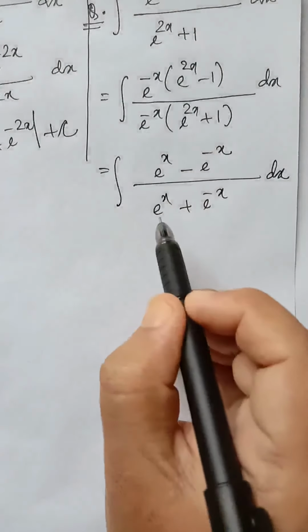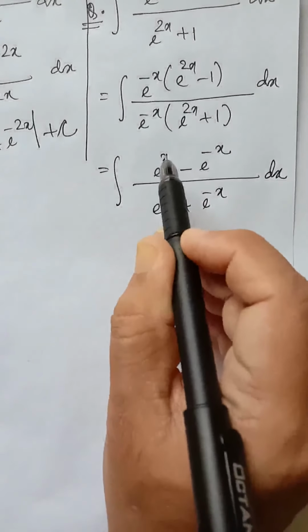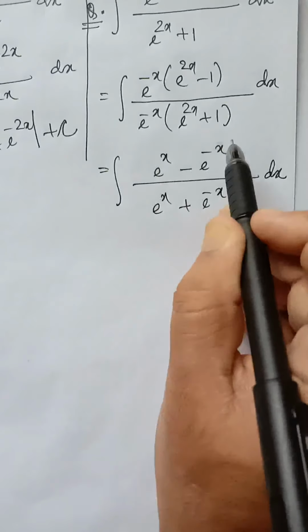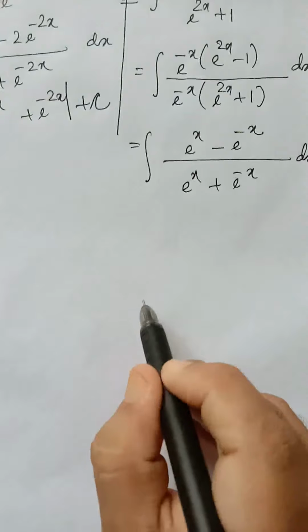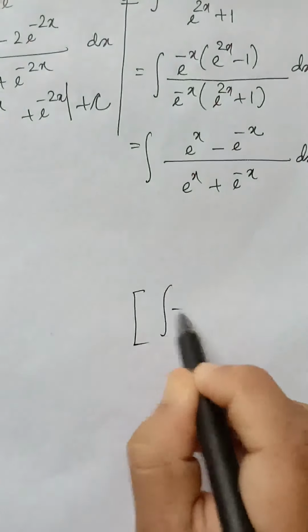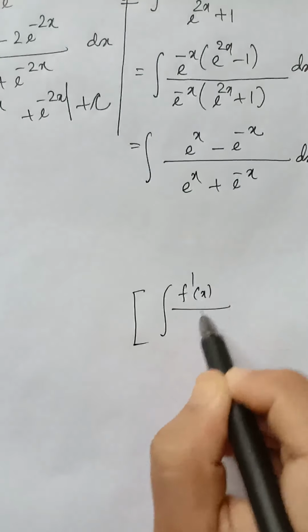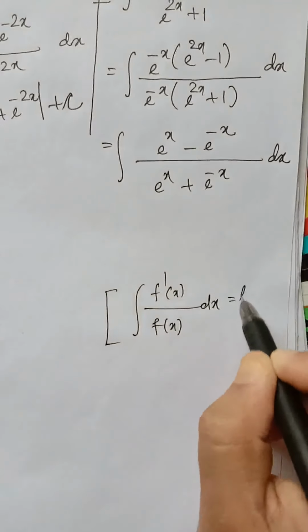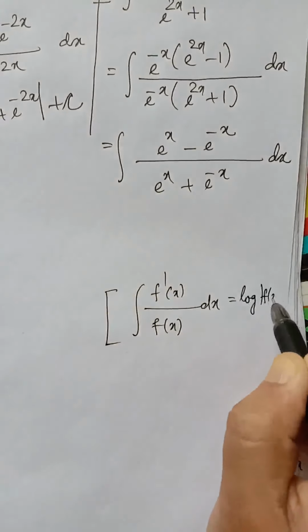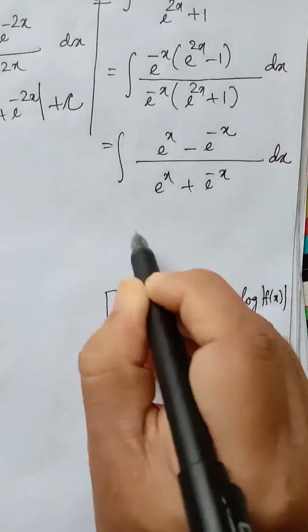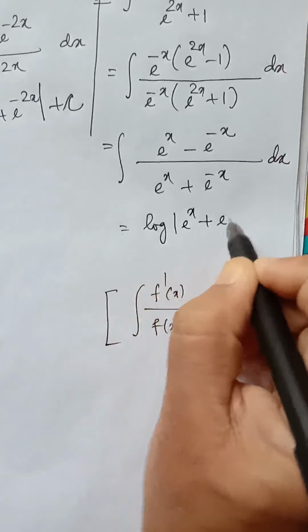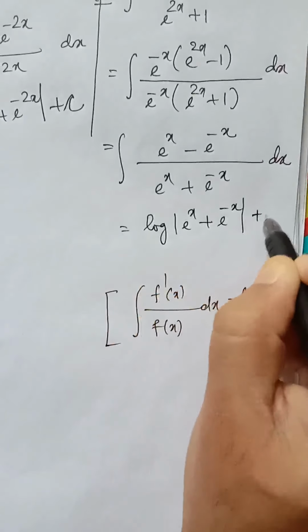And now you can see derivative of e to the power x is e to the power x and derivative of e to the power minus x is minus of e to the power minus x. So clearly this integral is of the form f dash x by fx. And we know integration of f dash x by fx is log of fx. So using this, its answer will be log of fx, log of e to the power x plus e to the power minus x plus c.